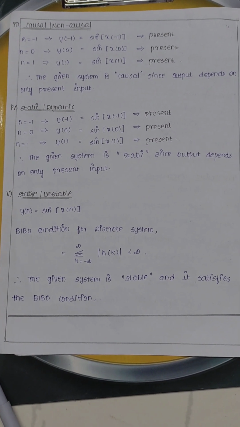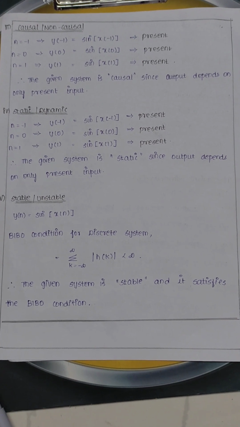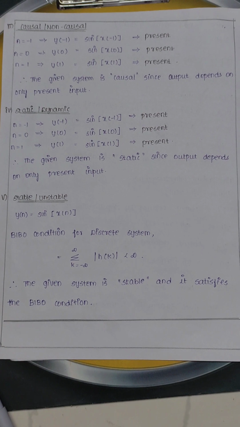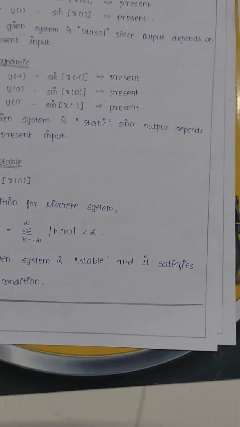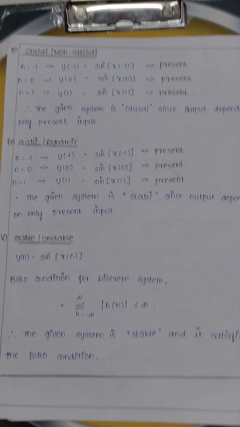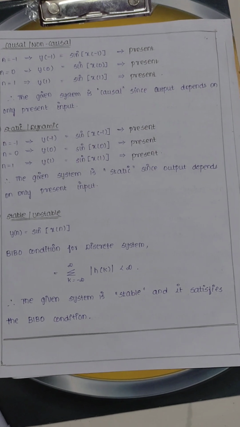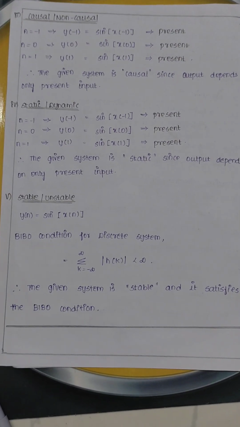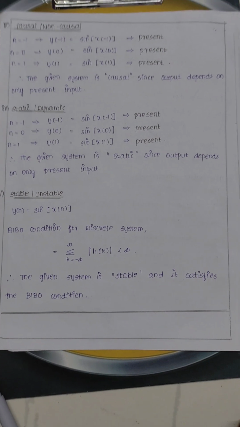Next, static and dynamic. The same thing we follow as in causal, but static follows only the present values. Past and future values depend on the dynamic, because dynamic represents changes, when changes occur either in the future or in the past. So the given system will be static.